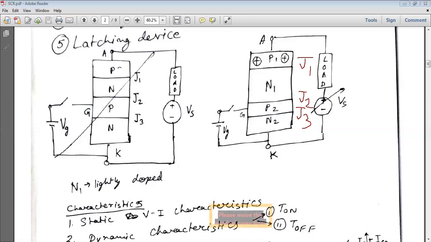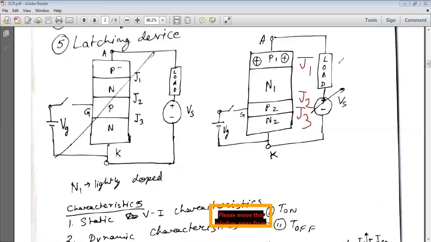Then the high voltage will appear across N1 and P2. N1 and P2 have junction J2. N1 is lightly doped, so the entire high voltage appears across the J2 junction. This J2 is blocking the entire positive voltage, though the device is passing a leakage current through P1, N1, P2, N2.